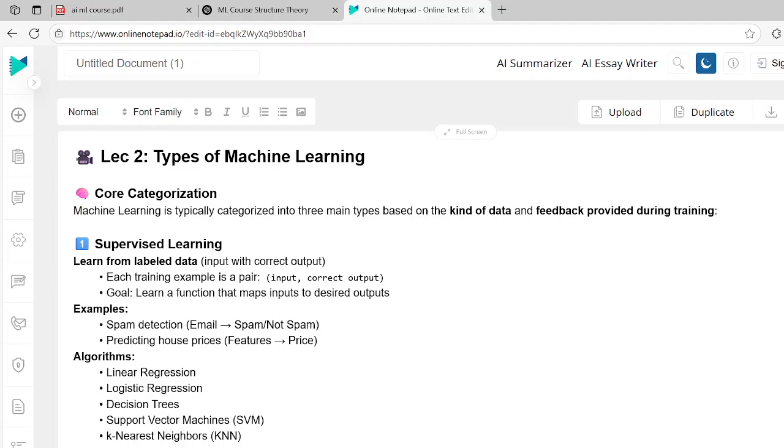Examples: spam detection, email, spam or not spam. Predicting house prices, features, price. Some of the algorithms that use it: linear regression, logistic regression, decision trees, support vector machines, k nearest neighbors. Do not worry if these algorithms are new to you. We will be learning about these algorithms later in our course.